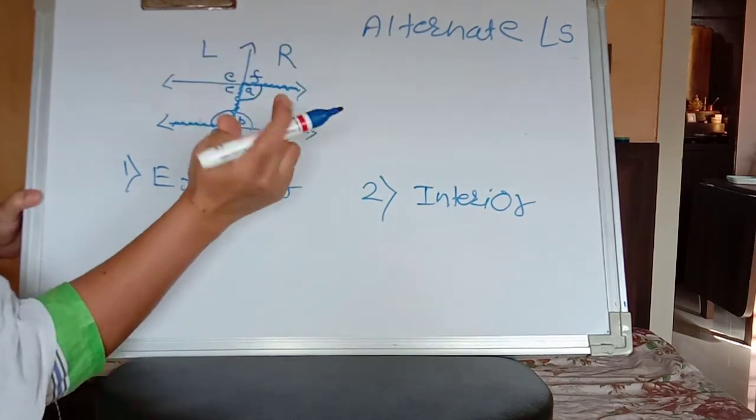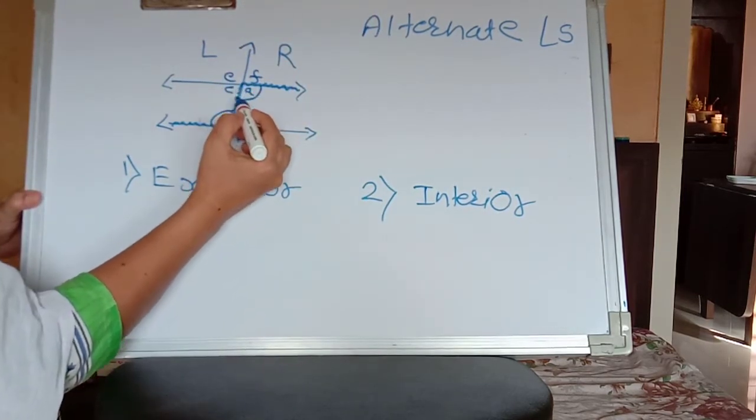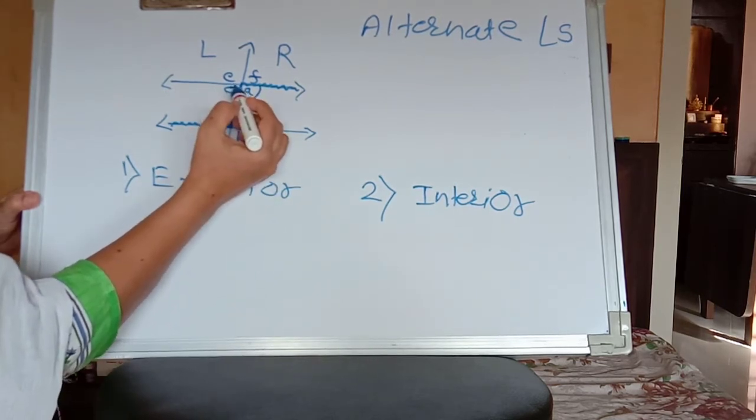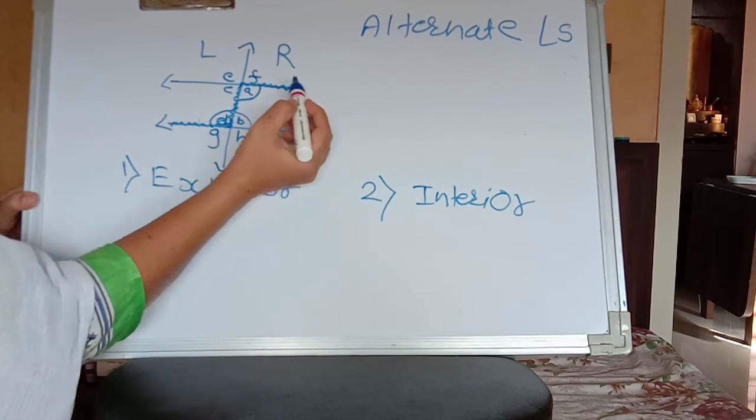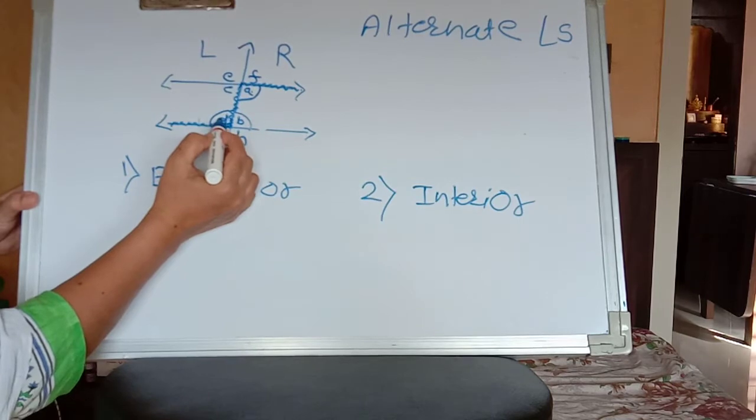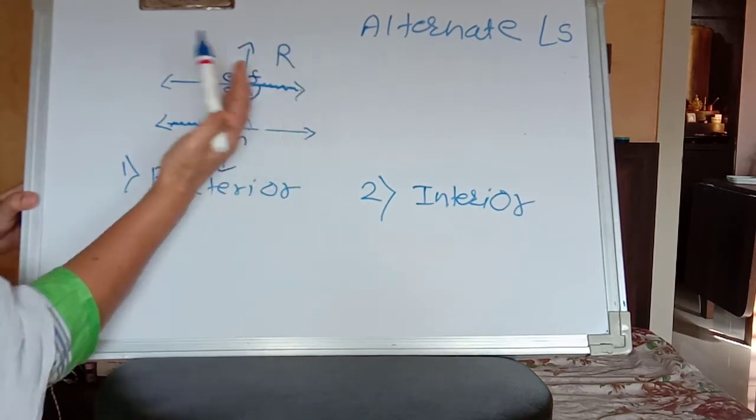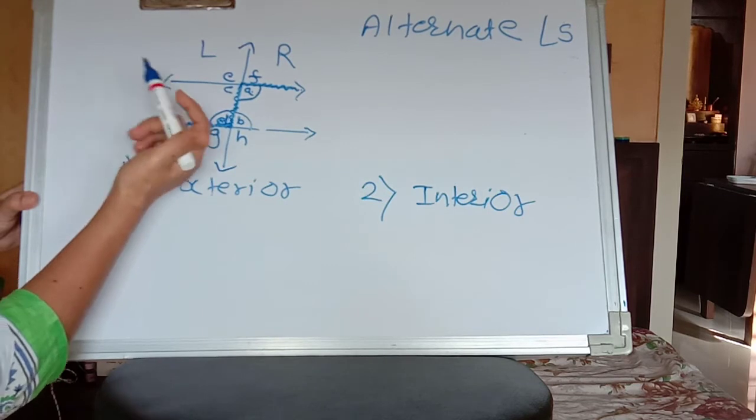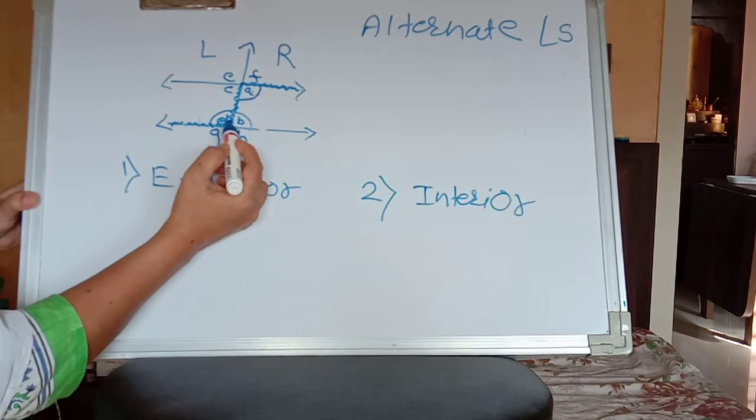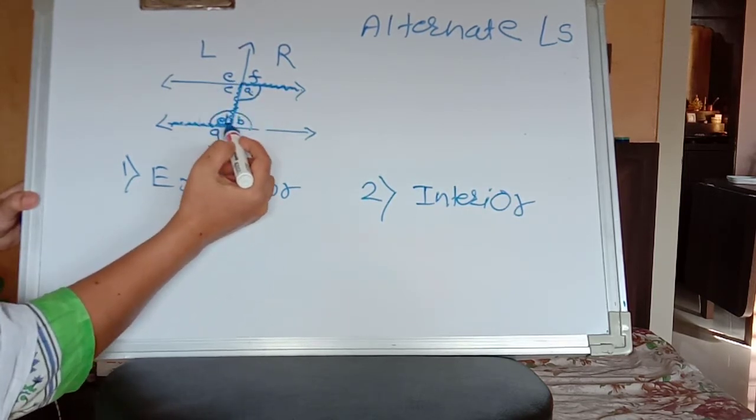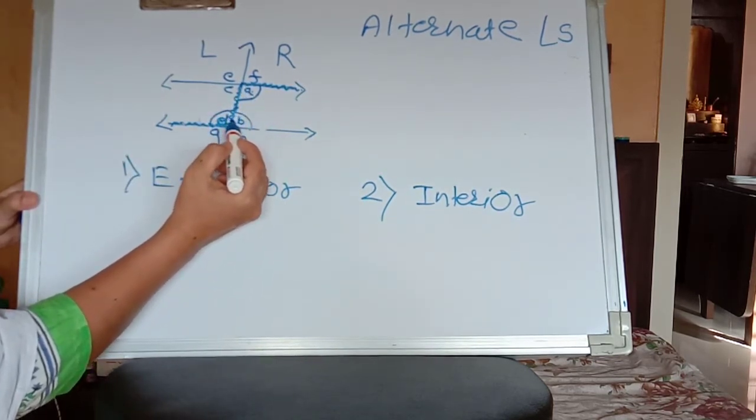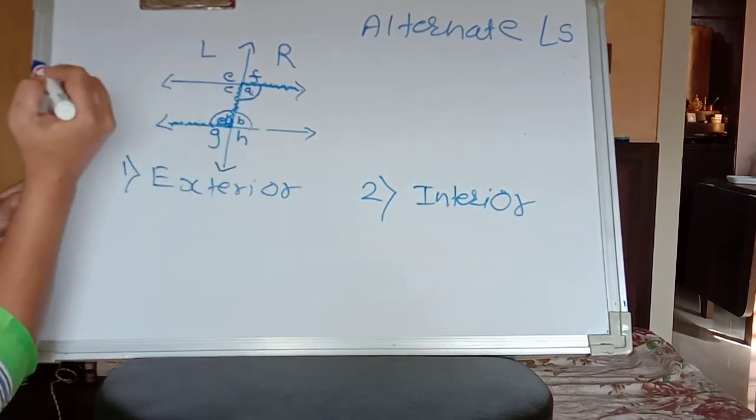Now why are they alternate? Look at the arms. One arm of this is in the downward direction. One arm of this angle is in the upward direction. One arm is on the right hand side. One arm is on the left hand side. So two angles which are on different sides of the transversal. If one is at the right, another should be at the left. And their one arm is, though present on the transversal, the arms are also in the opposite direction. See, look at this arm, it is in the downward direction. Look at this arm of this angle, it is in the upward direction.